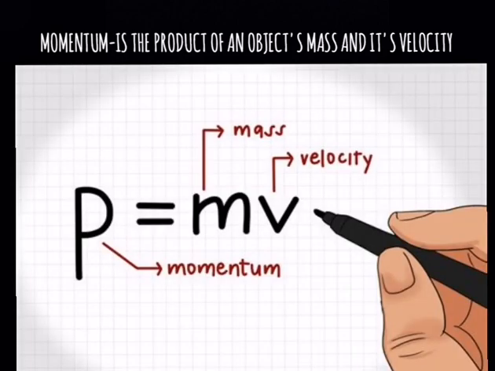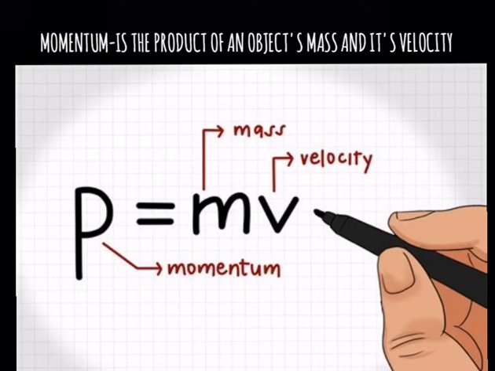And momentum has a formula: P equal to M times V, which is P equal to mv, where P is the momentum measured in kg meters per second, m is the mass measured in kg, and v is the velocity measured in meters per second. Now the SI unit for momentum is the SI unit for mass multiplied by the SI unit for velocity, which is kg meters per second.